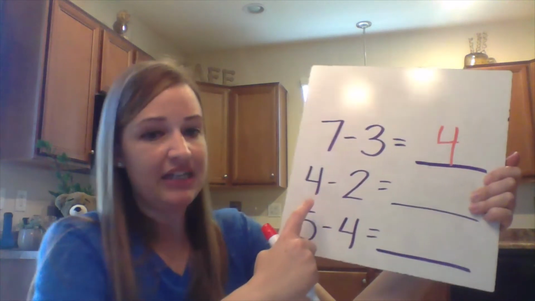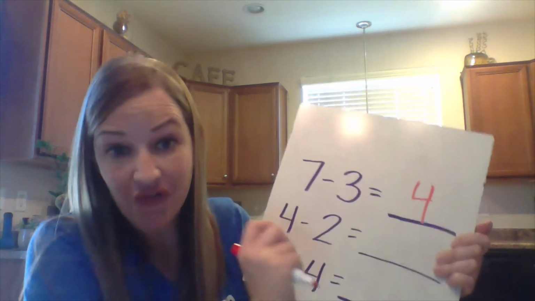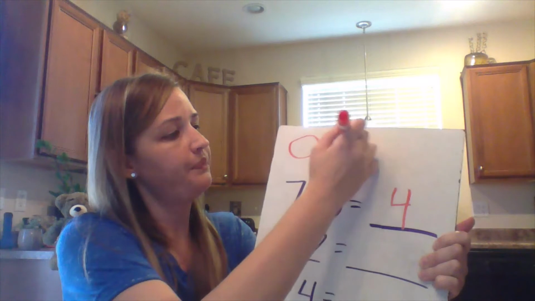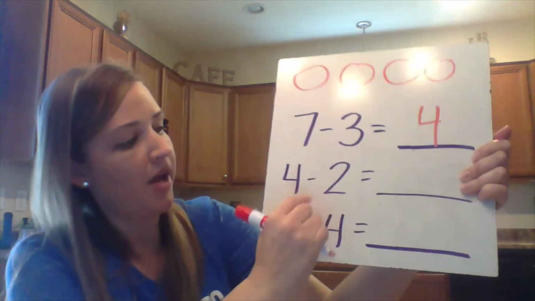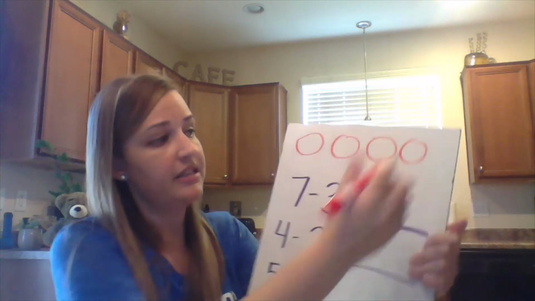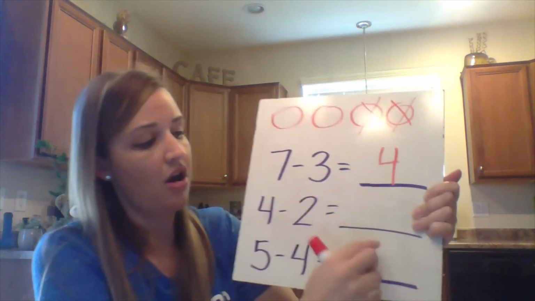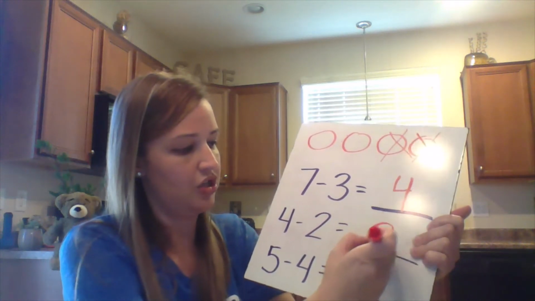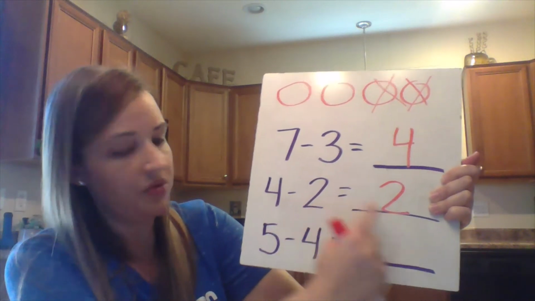Okay, this one says 4 minus 2 equals, I don't know. Let's find out. Let's draw a picture. I'm going to have 4 circles, 1, 2, 3, 4. And the problem says to take away 2. That means I'm going to draw an X on 2 of them, taking them away from the group. How many are left? You're right, there's 2 left. All right, 2. And if I read it, it says 4 minus 2 equals 2.